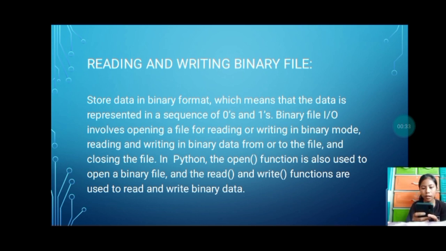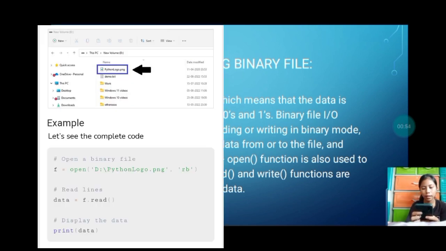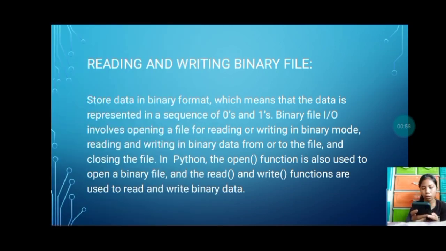So let's say we have a binary file. We can read it using the read method. First, we will open the binary file using the rb mode of the open method. We have the following source file in the drive. So for example, we can see here python logo.png. So for example, here is the code.